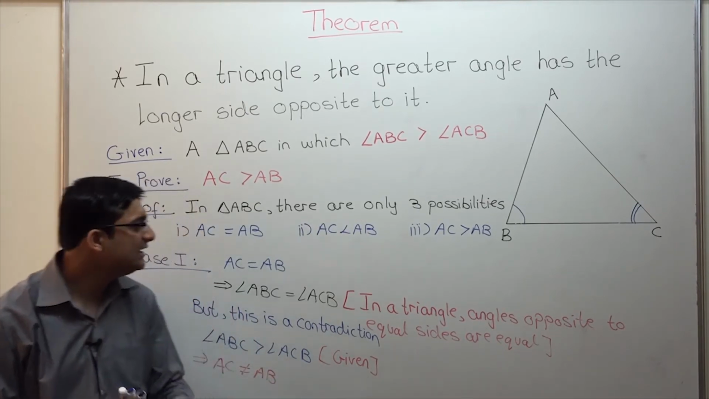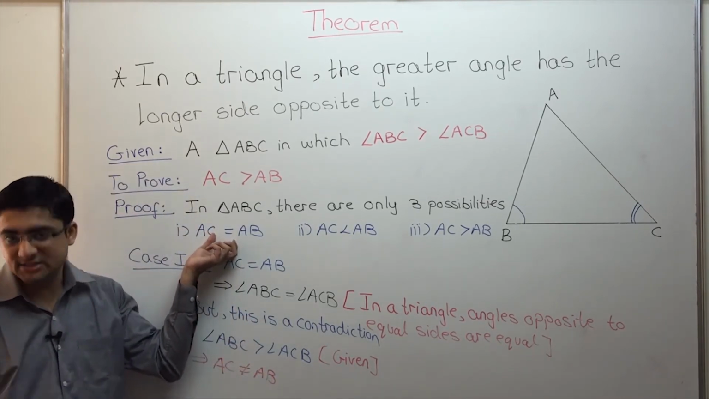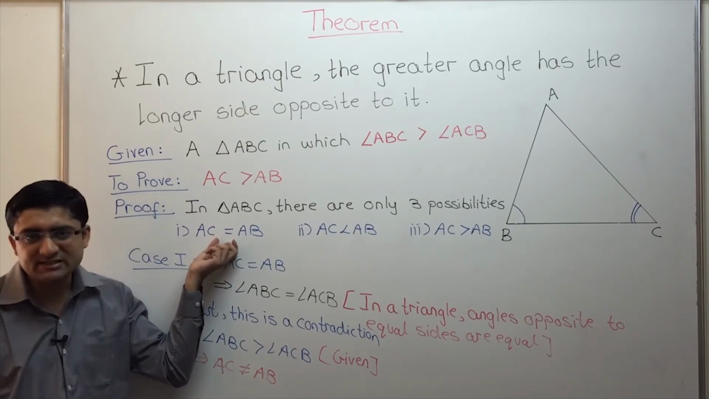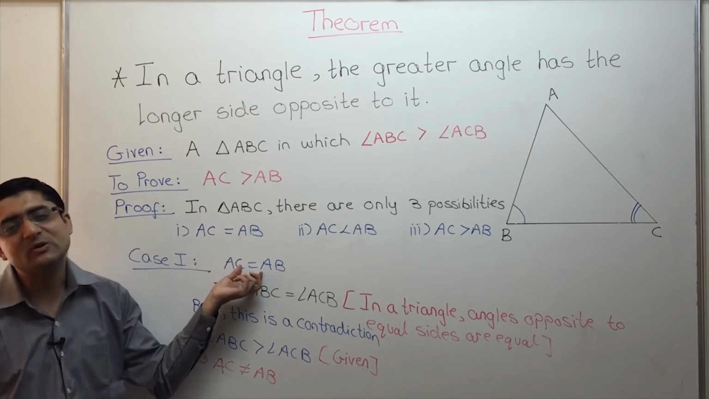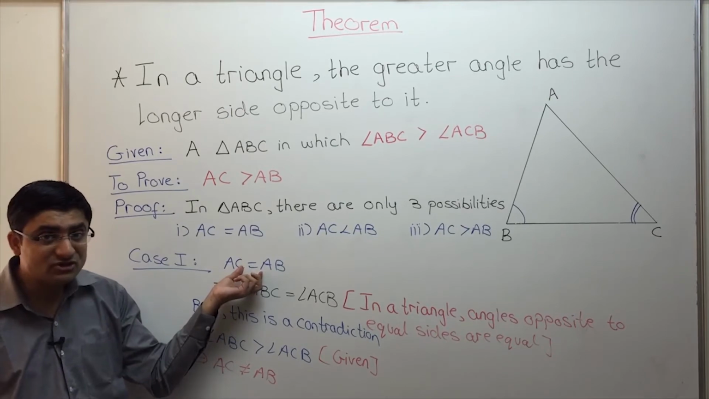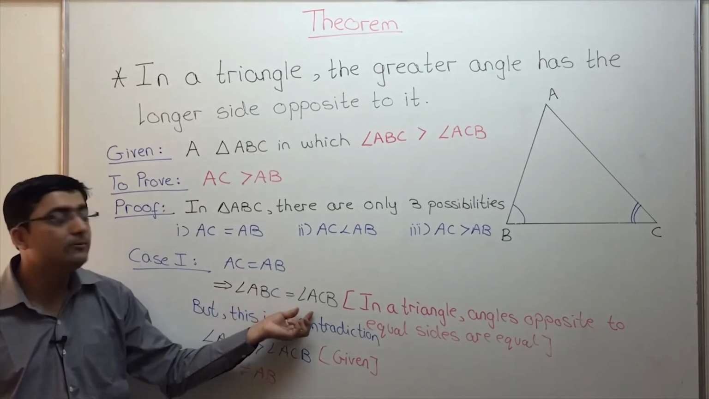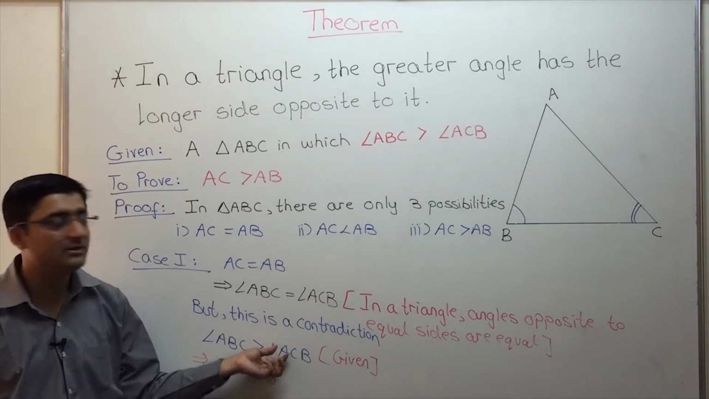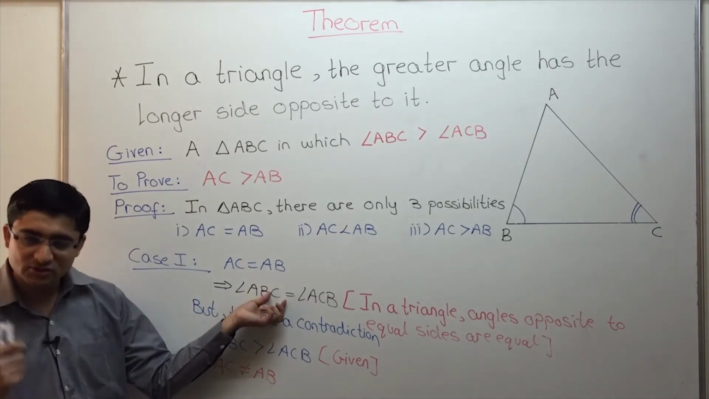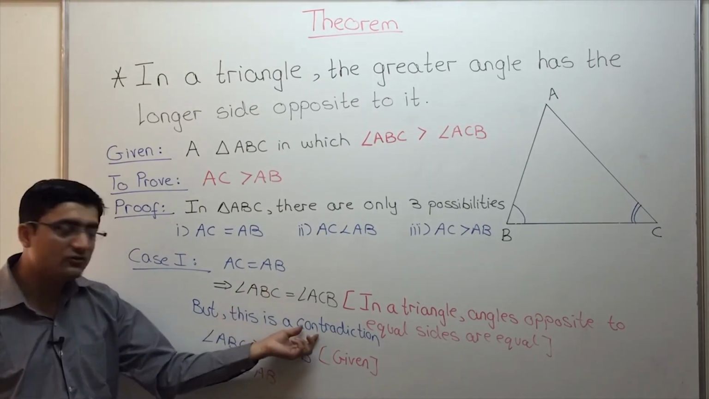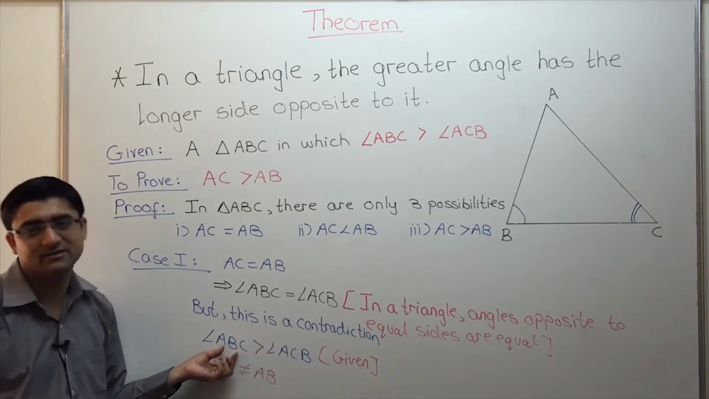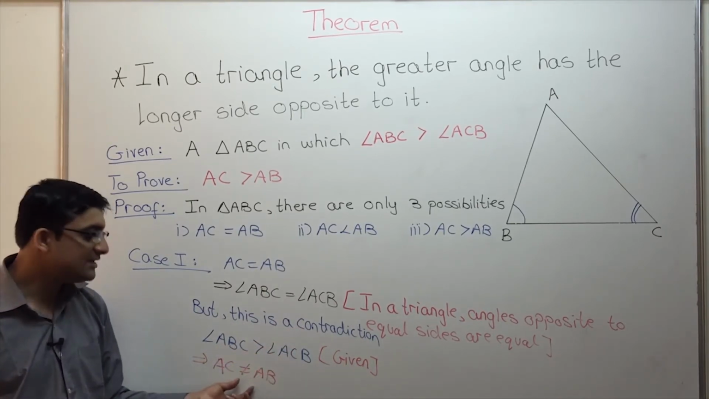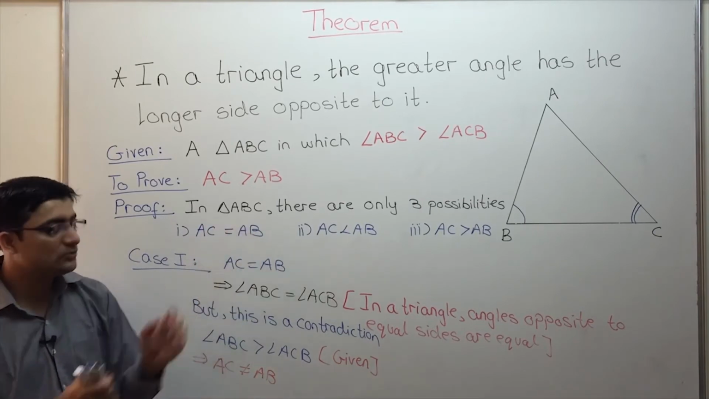I repeat once again. See, we took the possibility that AC is equal to AB. So let's see what happens when AC is equal to AB. The moment I have two equal sides in a triangle, angles opposite to them will be equal. So angle ABC will be equal to angle ACB. But we are given that angle ABC is greater than angle ACB. So this over here cannot be true. So how do we write it? But this is a contradiction. Why? Because we are given this angle is bigger than this. So AC cannot be equal to AB. So case 1 is ruled out.